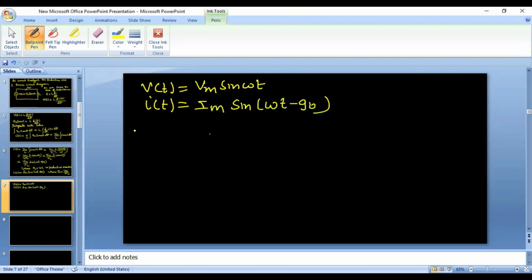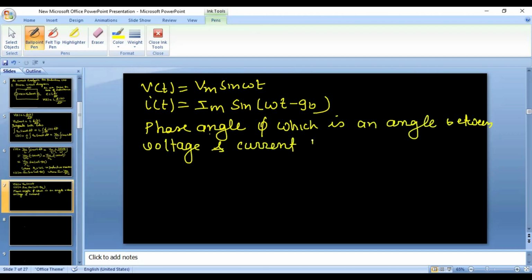So, what is the phase angle? You can see that in the case of voltage, the sine has the angle omega t, but in the case of current, the angle is omega t minus 90. So the phase angle, which is the angle between voltage and current, is a 90-degree lag in a purely inductive circuit. Why do I say lag? Because it is with a minus sign.